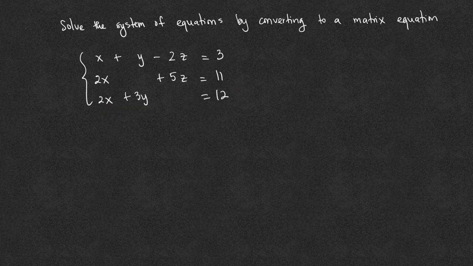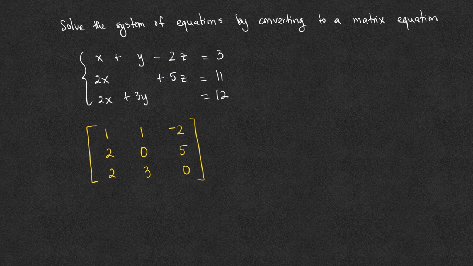The coefficient matrix is a 3 by 3 matrix. The first row is 1x, 1y, negative 2z. The second equation is 2x, 0y, 5z. And the last equation is 2x, 3y, and 0z. This is called the coefficient matrix because these numbers are the coefficients. They are in front of the variables.